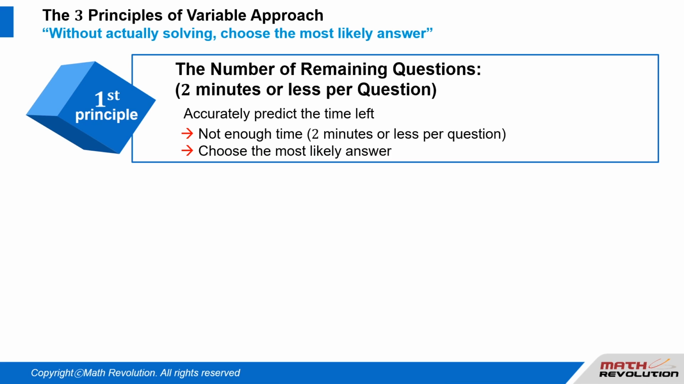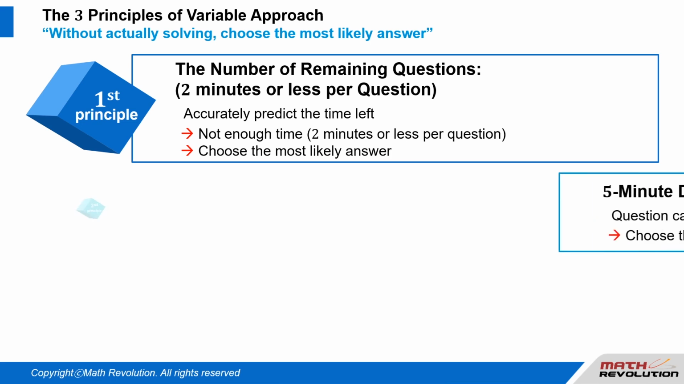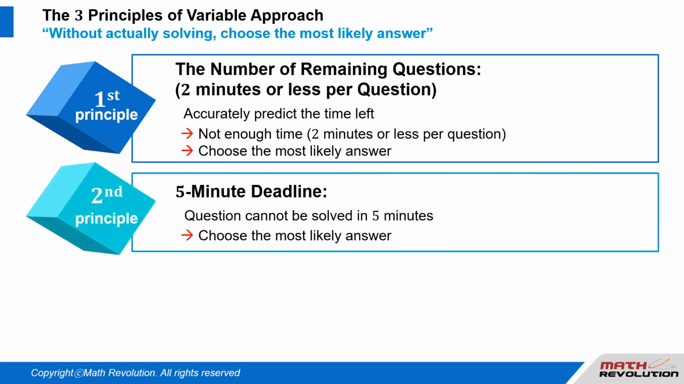This is an awesome principle, as one of the most common issues students have when writing the GMAT is running out of time to finish. Second principle, 5-minute deadline. If you are unable to answer the question within the 5-minute per question deadline, consider choosing the most likely answer. Make a bold decision and select the answer that you have already chosen.